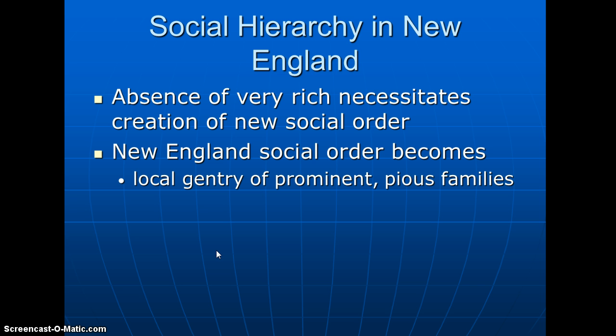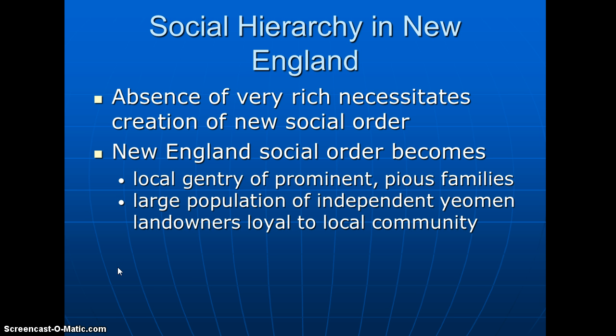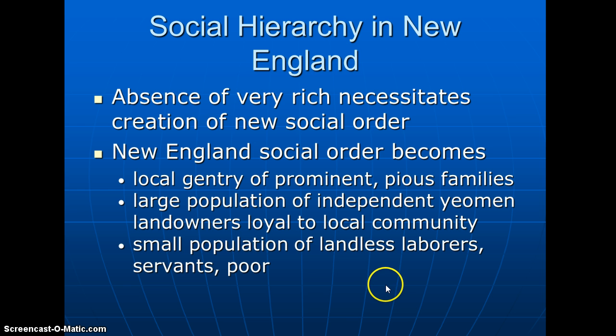And these are kind of how the social order lines up. You have the local gentry, prominent pious families, upstanding citizens, a large population of independent yeomen who were landowners loyal to the local community, who may not have been from important families or top church members, but were powerful nonetheless because of their local community ties. And then, of course, at the bottom of society, you have the small population of landless laborers, servants, poor, maybe even eventually some slaves.